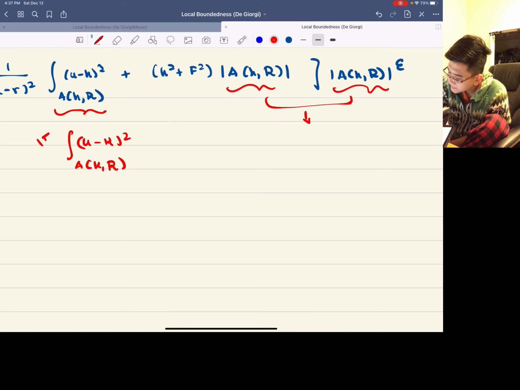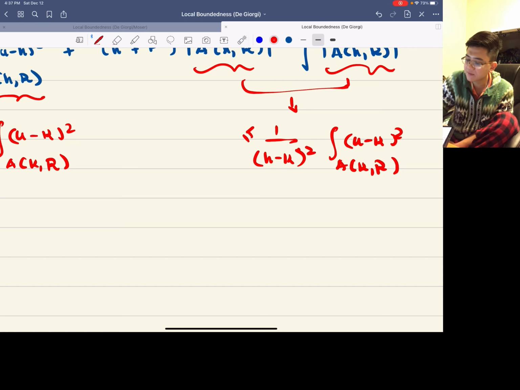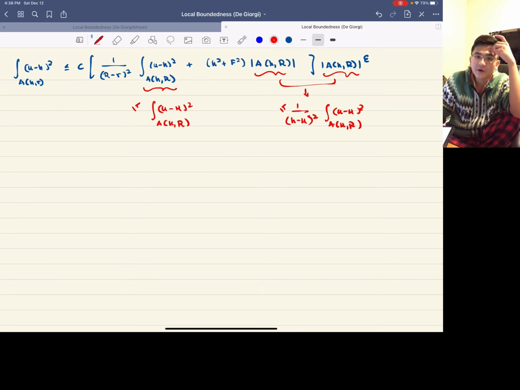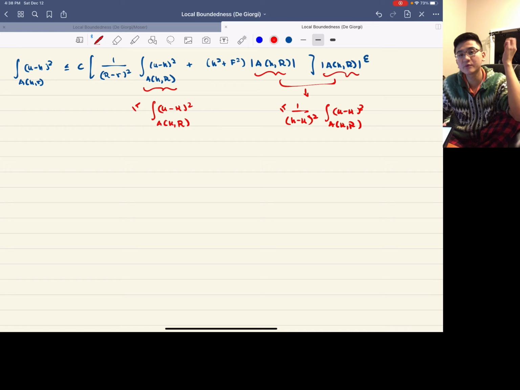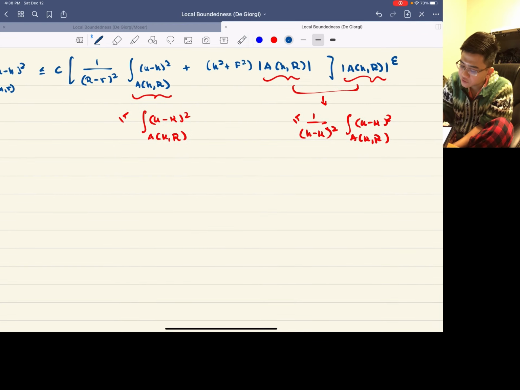These are less than or equal to 1 over (h minus k) squared times the L2 norm of (u minus k) squared on A(k, R), just from the observations that we had before. Okay, so remember, what are we trying to do here? We're trying to set up an iteration scheme which would give us the k that would give us local boundedness. So with these controls, we then have less than or equal to some constant c.